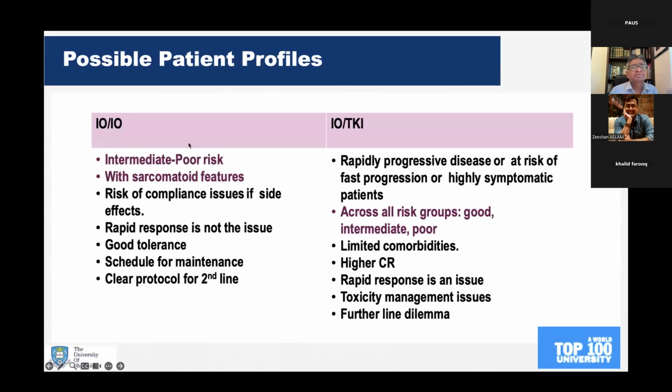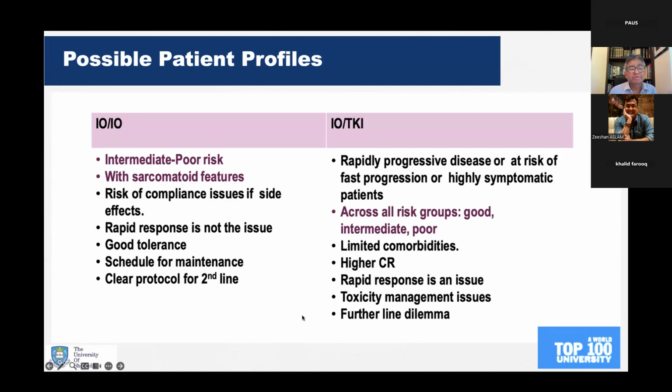So patient profiles, when you look at intermediate poor risk with sarcomatoid features, IO, risk of compliance issues, again, if side effects, then IO may be good. Rapid response is the issue, because if rapid response is an issue, patient has got significant disease-related toxicities or disease-related factors, then IO-TKI may be better. IO-TKI is across all risk groups, good, intermediate, poor. In limited comorbidities, it has got a high CR rate as well. If rapid response is an issue, then it's always better to go for IO-TKI.